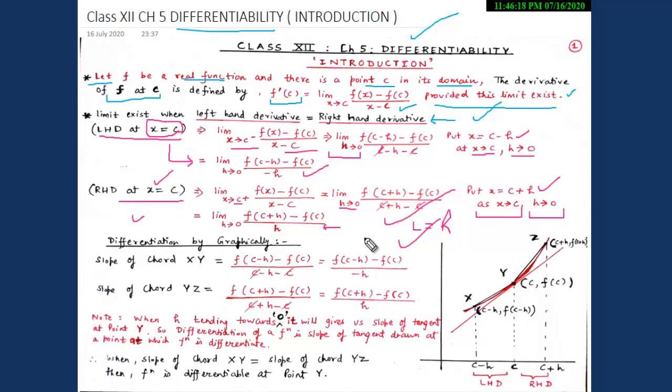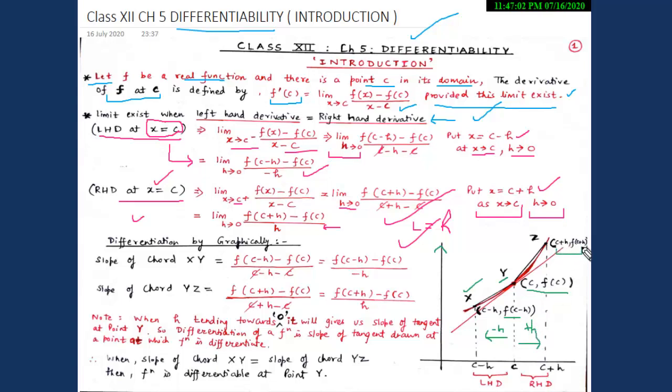Here, as you can see, I have drawn a curve in which let us consider a point Y whose coordinate is (C, f(C)). And now let us consider another point X before C, which is at a distance of minus h from C. Therefore, the coordinate of X will be (C minus h, f(C minus h)). And now consider another point which is Z at a distance of plus h from point C. So, the coordinate of Z is (C plus h, f(C plus h)).